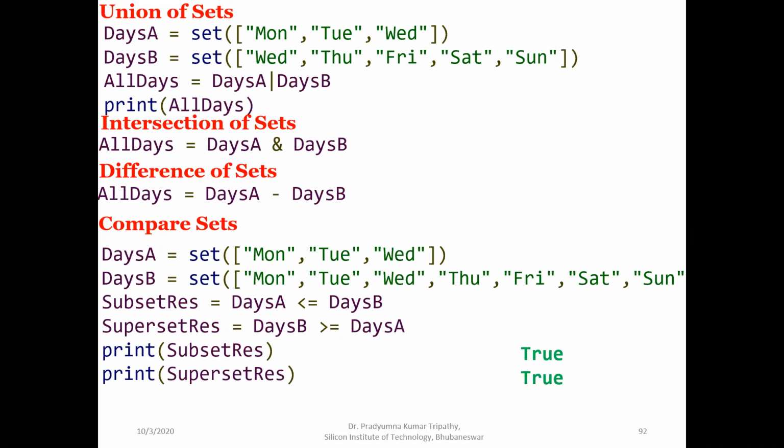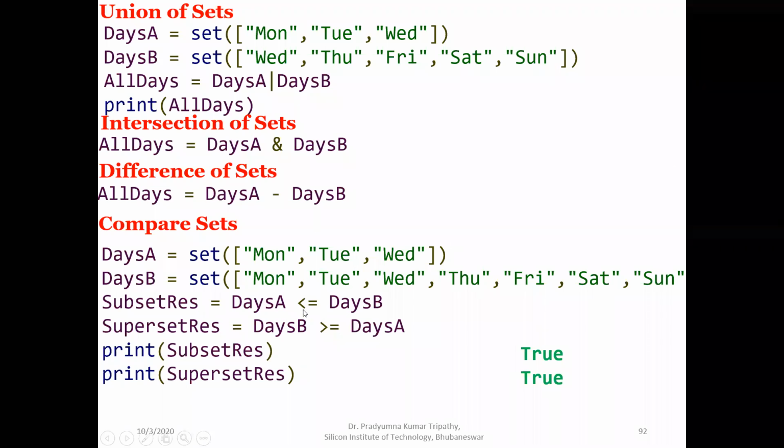Sir, how can we compare the first two sets, that is Monday, Tuesday, Wednesday, and Wednesday, Thursday, Friday, Saturday, Sunday? How do you compare the two sets? Use relational operators. A relational operator tells whether it is a subset or not. It means whether all elements are present over there or not.